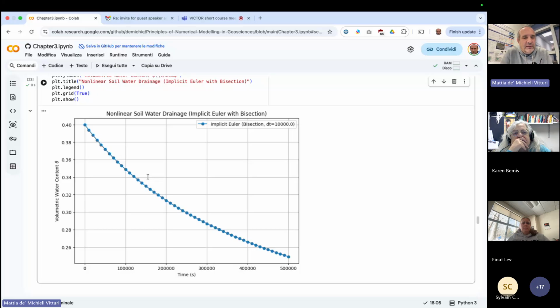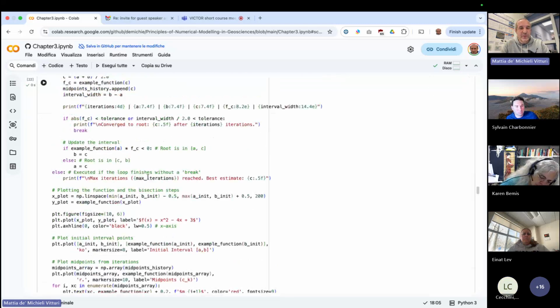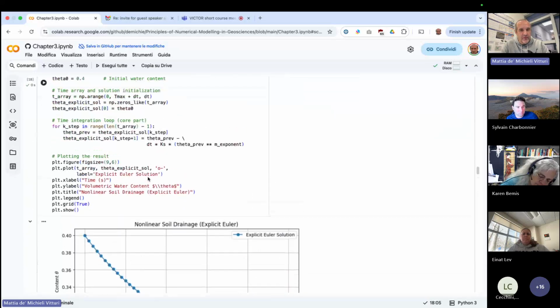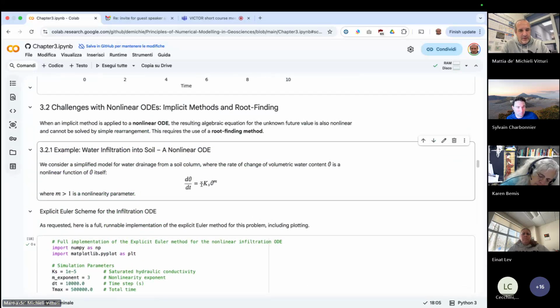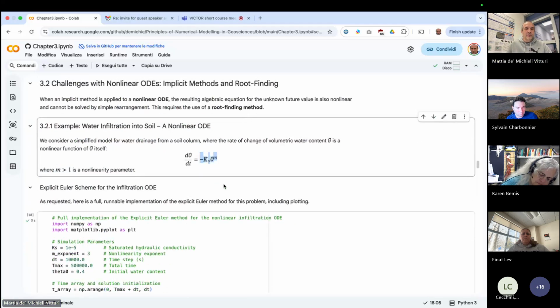So what is the message here? That we have seen two different methods for the solution of ordinary differential equations. Explicit, which is extremely simple even when the right-hand side is nonlinear, and then the implicit. We know that the implicit is unconditionally stable. We know that implicit and explicit have the same accuracy.